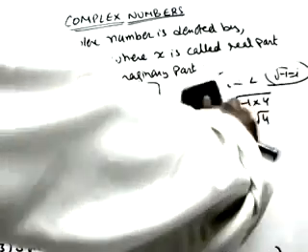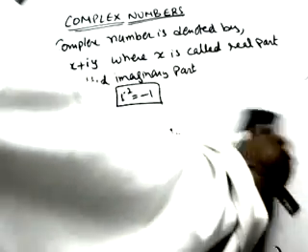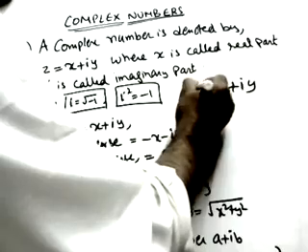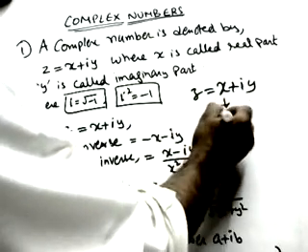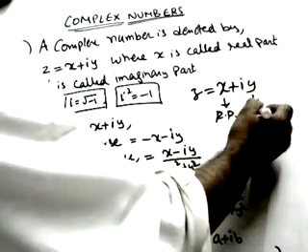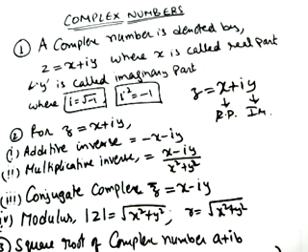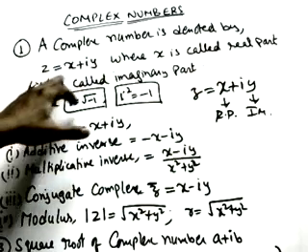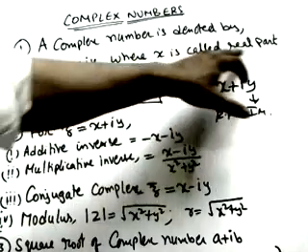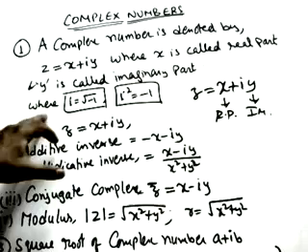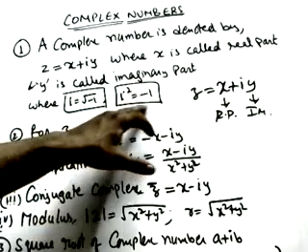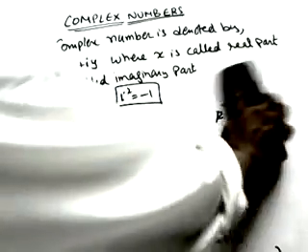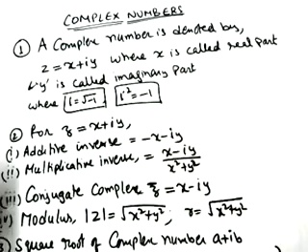Next concept: a complex number is generally denoted by x plus iy. Suppose it is denoted by z, then x is called the real part and y is called the imaginary part. A complex number is denoted by z equals x plus iy, where i equals root of minus 1 or i square equals minus 1. Like the real numbers, here also we have additive inverse and multiplicative inverse.